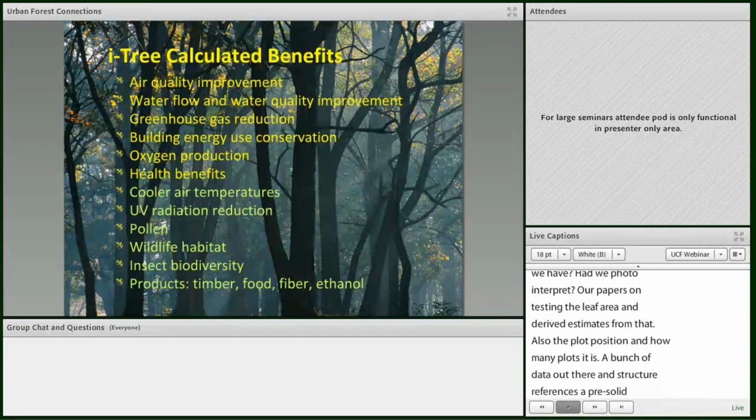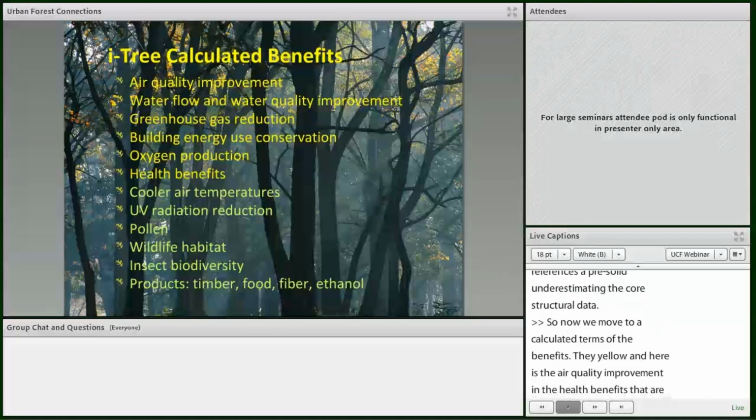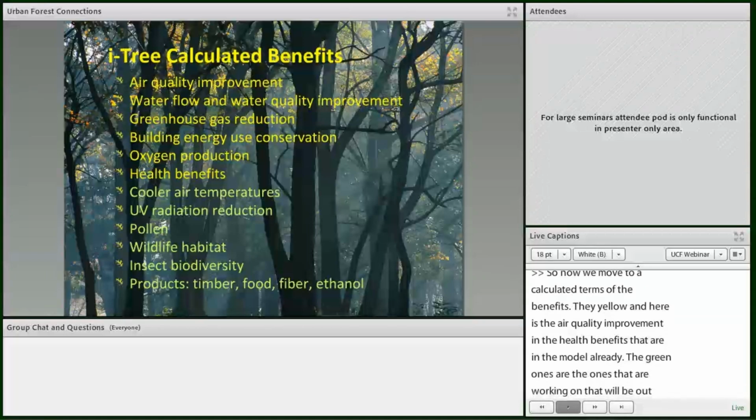So now we move to what do we calculate in terms of the benefits. The yellow ones here, air quality improvement down to health benefits, are things that are in the model already. The green are ones that we're working on that will be out in the next year or so. So we're trying to derive all these new services and benefits and values.